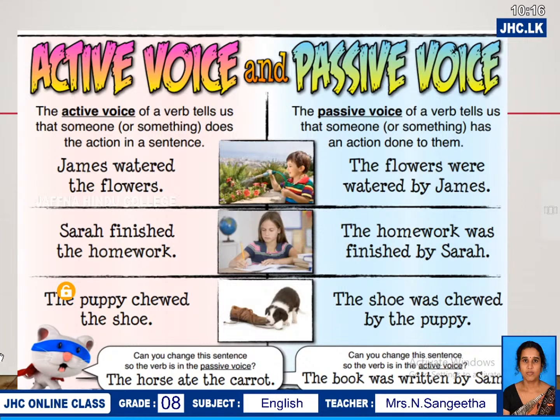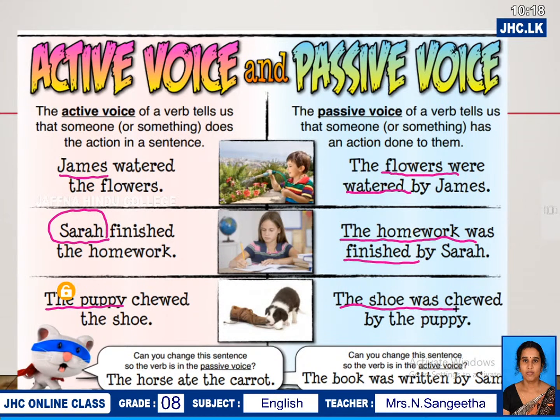For example, an active voice of a verb tells us that someone or something does the action in a sentence. When a person does actions, we say it is in active voice. James watered the flowers. Here we give importance in the passive voice. Change, try it: The horse ate the carrot.